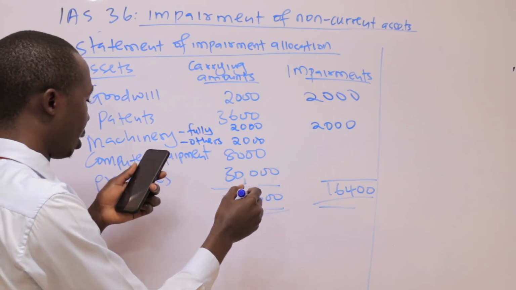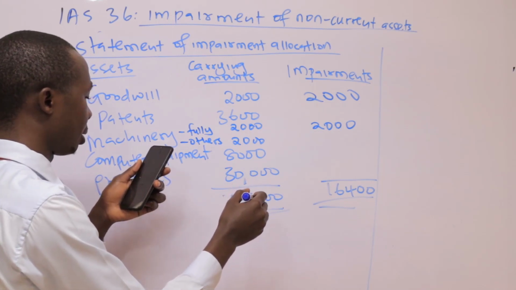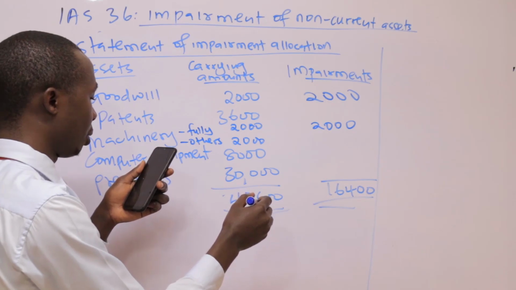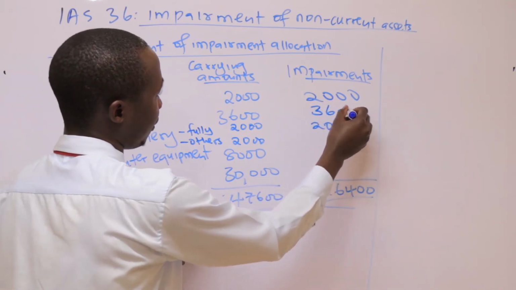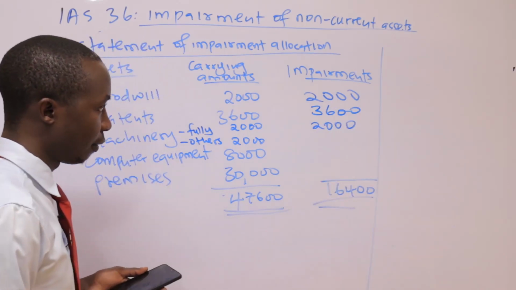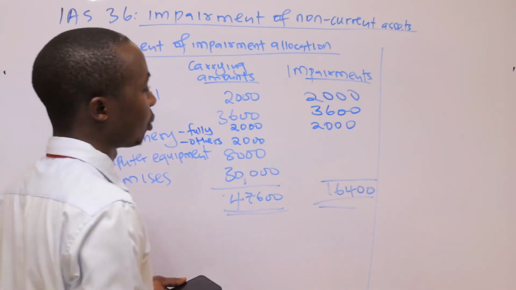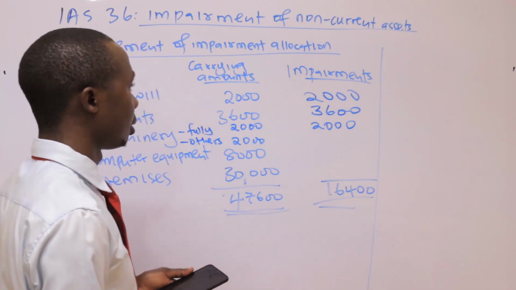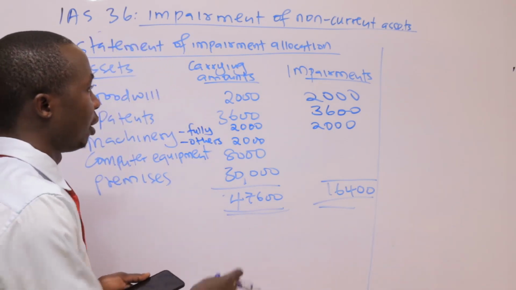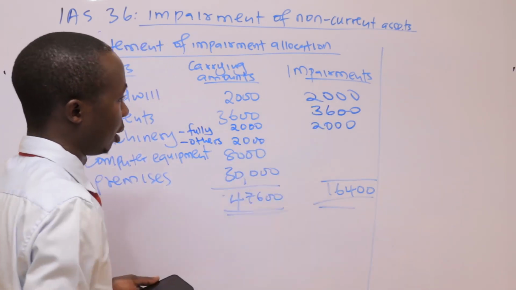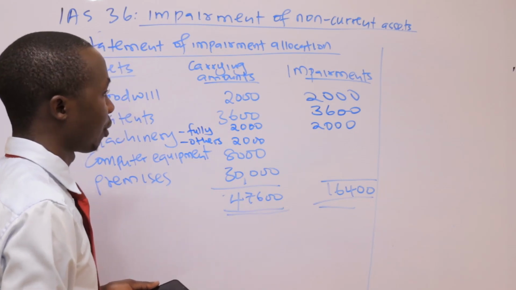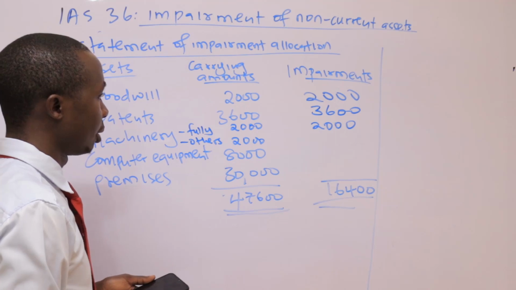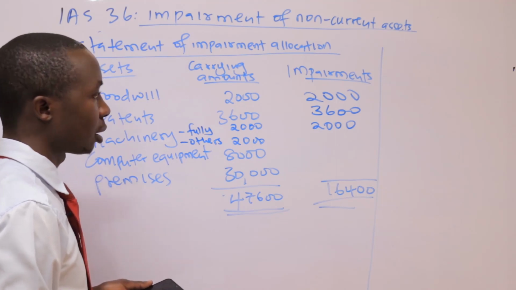Then additional information number 3, the patents have been superseded and now considered valueless. So even the patents, it means that they have been fully impaired. That is according to the information provided. So obviously when you have goodwill and other assets, for the goodwill you allocate the impairment at the full value, then to the other assets on a pro rata basis, unless told otherwise.